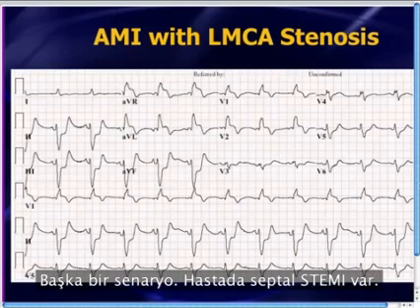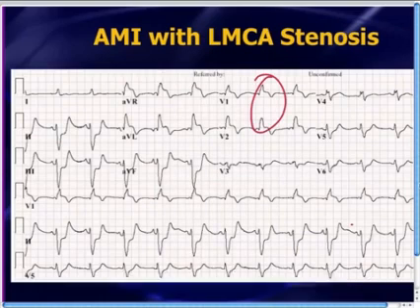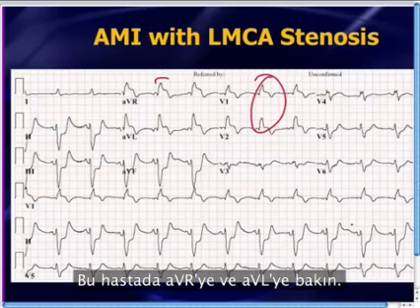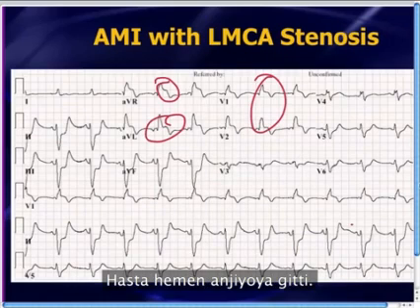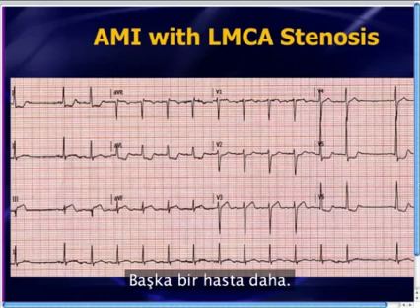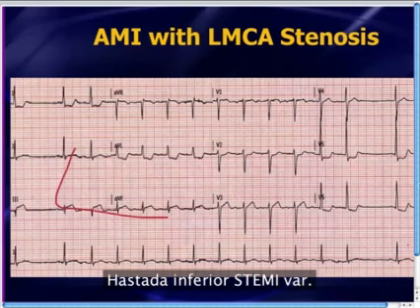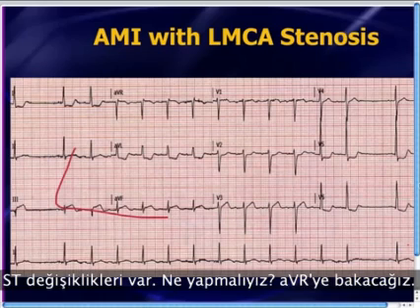Here's another scenario. This patient's having a septal STEMI, and now look up in aVR and aVL, that's left main. This patient did go for immediate cath, unfortunately died on the cath lab table. Here's another patient. This patient is having an inferior wall STEMI, but there's ST changes, so what are we going to do?